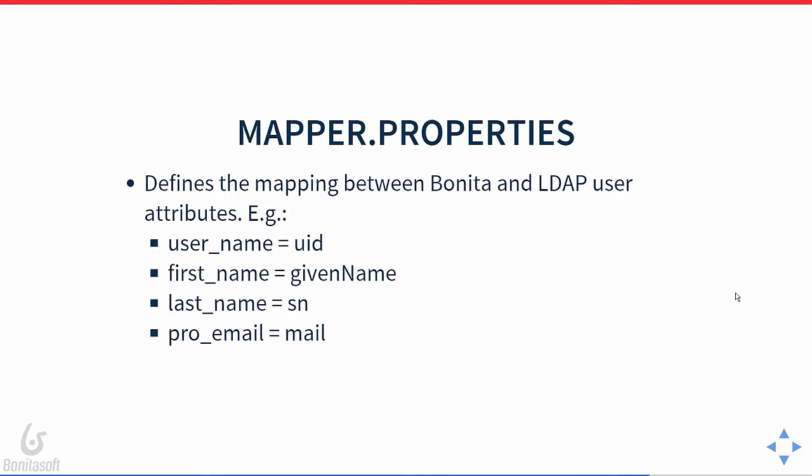So on the left in the configuration file, you will have the name of the attribute in Bonita. On the right, you will define the name of the attribute in the LDAP, and so we can adapt to any different kind of LDAP structure and class of object to synchronize the information properly.